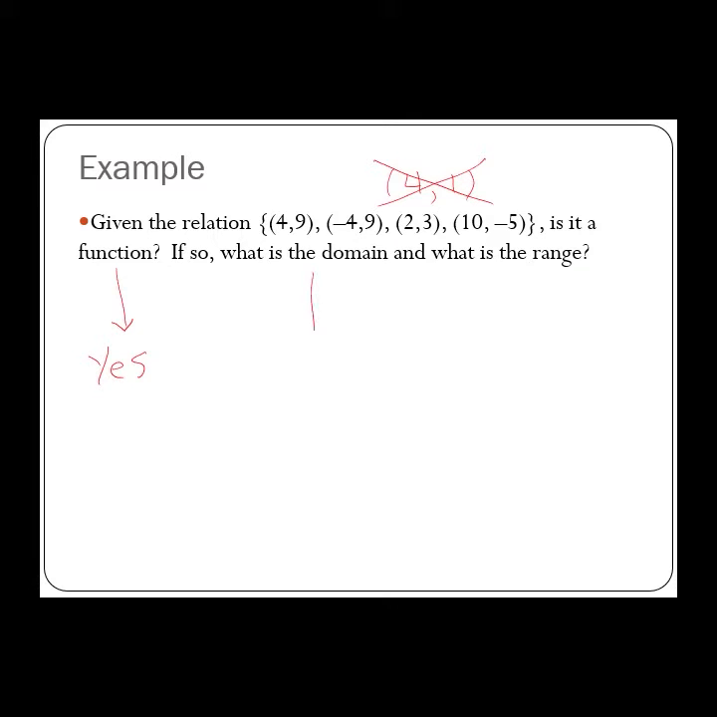And then the domain is going to be all the x's that I see. So there's a 4, there's a negative 4, there's a 2, and there's a 10. So those are the domain, those are the x's. And the range is 9. I don't need to write 9 a second time. 3 and negative 5. Those are the possible outputs that can come from the function.